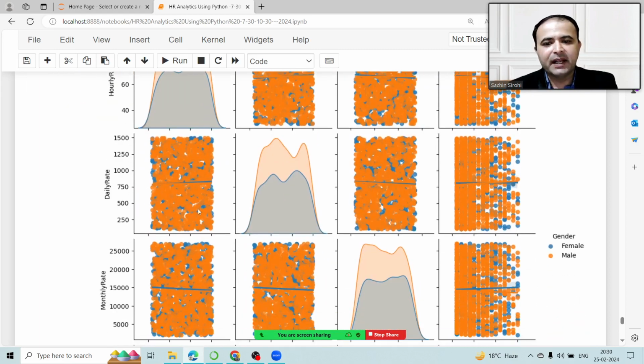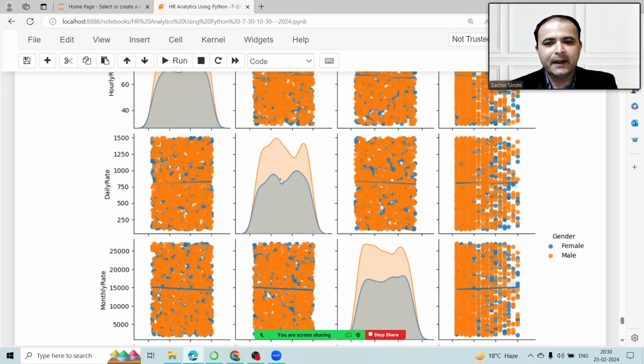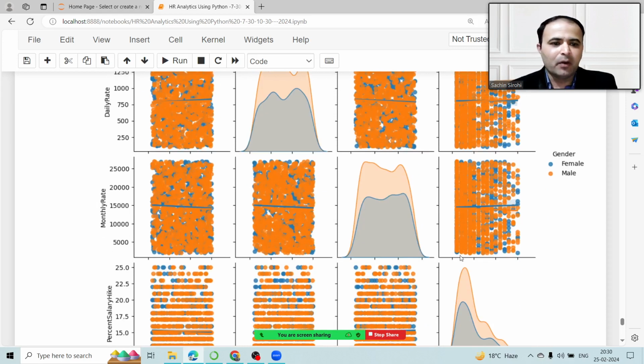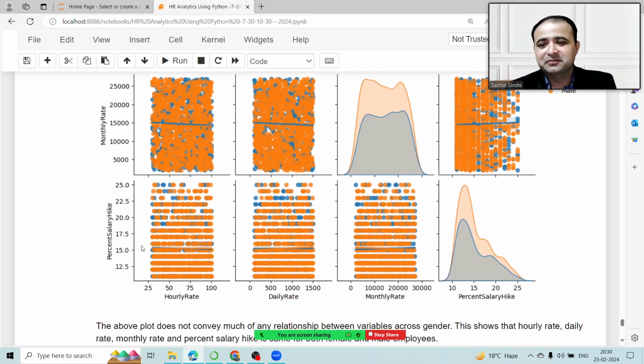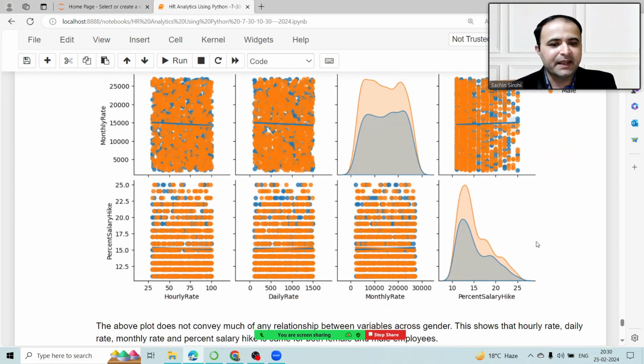Now the daily rate, obviously the male is high. The monthly rate, obviously the male is high, the data is saying, I'm not saying. Percent salary hike, the male is high, the data is saying, again I'm not saying.